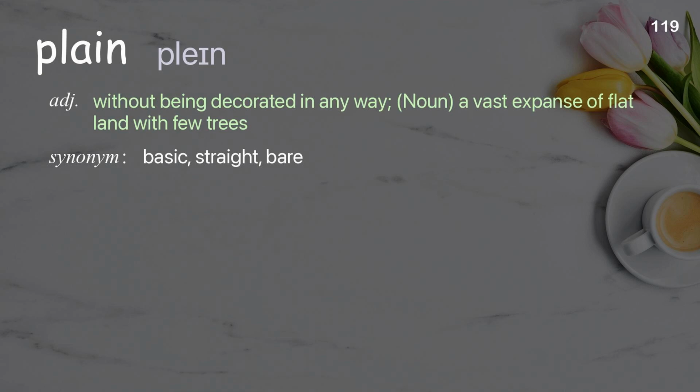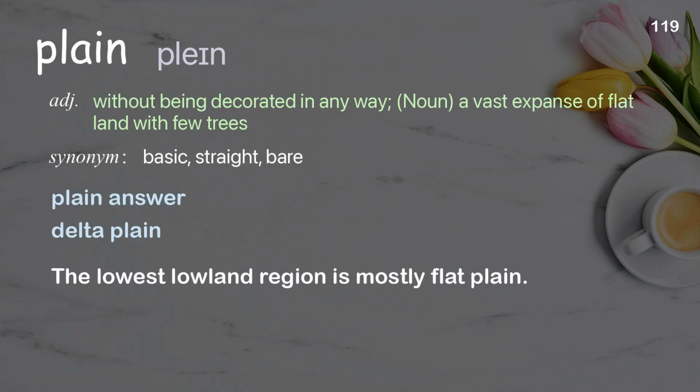Plain. Without being decorated in any way. Noun, a vast expanse of flat land with few trees. Examples: Plain answer. Delta plain. The lowest lowland region is mostly flat plain.